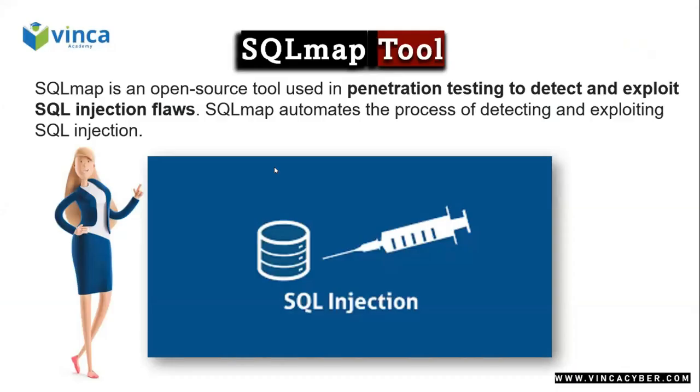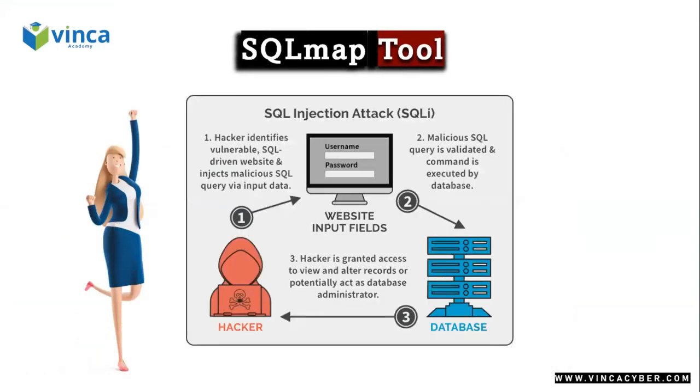So what is SQLmap? SQLmap is an open source tool used in penetration testing to detect and exploit SQL injection flaws. SQLmap automates the process of detecting and exploiting SQL injections. In SQL injection attacks, first the user identifies the vulnerability. Like a hacker identifies vulnerable SQL-driven websites and injects a malicious SQL query via the input data.